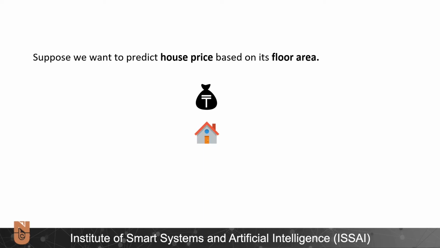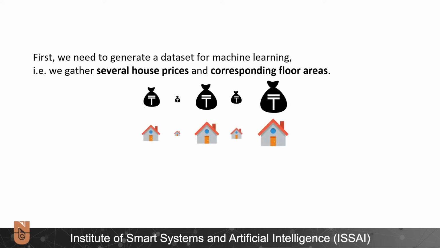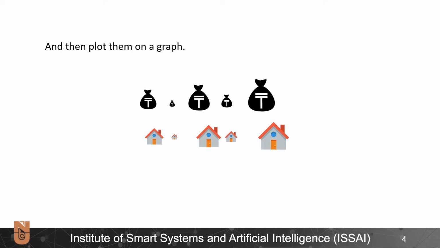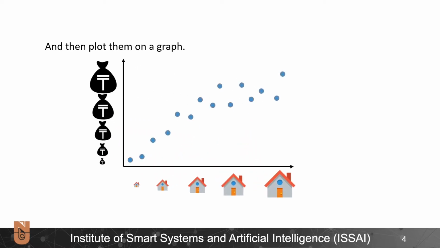Today I will explain to you the concept of bias and variance. Suppose we want to predict house price based on its floor area. First, we need to generate a dataset for machine learning. Therefore, we gather several house prices and corresponding floor areas, and then plot them on a graph.